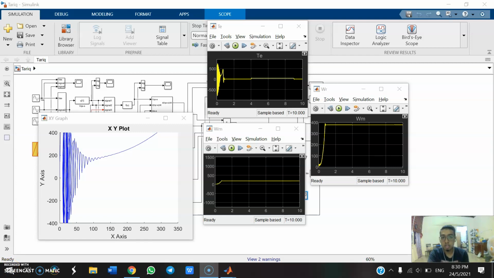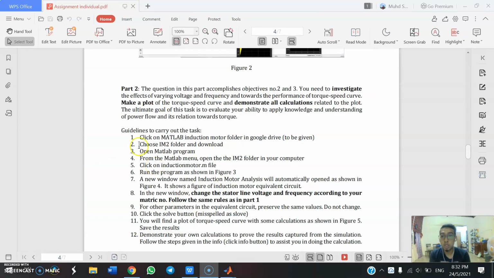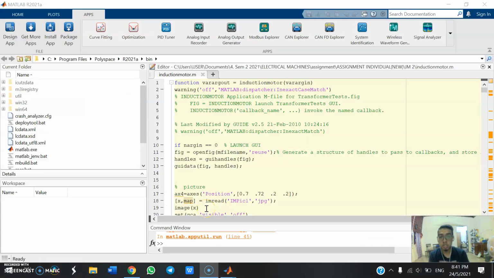much different. Okay, after that we will continue with part 2, which is we need to investigate the effects of varying voltage and frequency towards the performance of torque speed. So we'll continue with the part 2 coding. So this one is the coding.